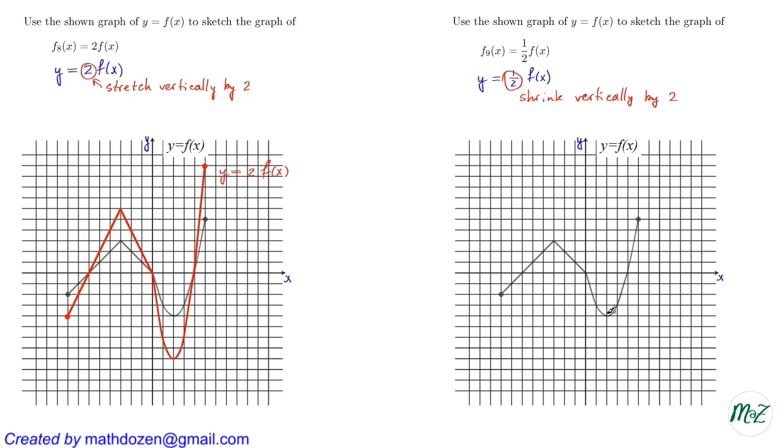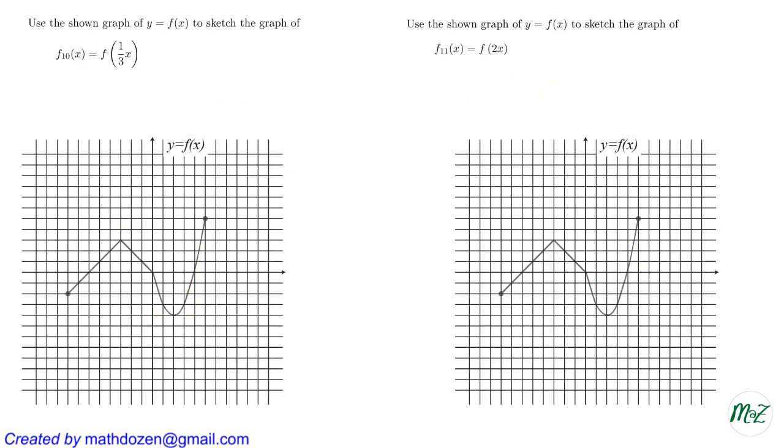And the similar thing is going to happen with this point. It was at the height negative 4. Take half of that, it's going to be the height of negative 2. So when we're done with all of those shrinkage operations, we're going to be looking at this red curve. That's the graph of 1/2 times f of x.